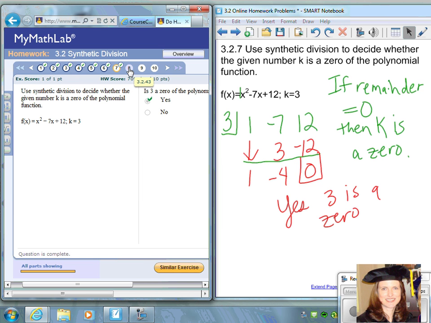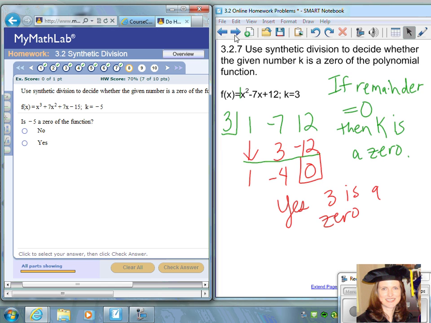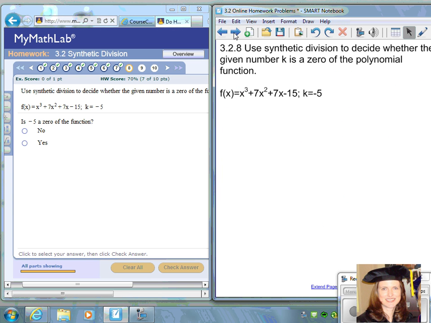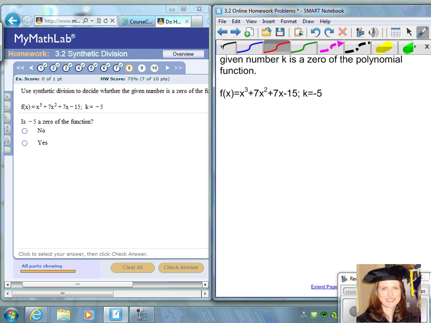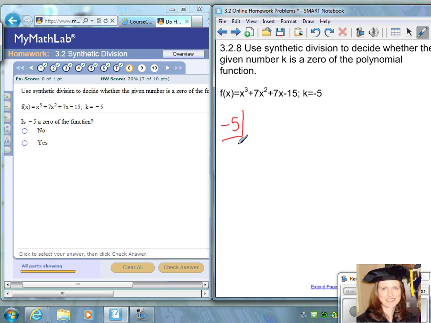Okay, let's look at number 8. Again, use synthetic division to decide whether the given number k is a zero of the polynomial function. Since we want to know if -5 is a zero, we're going to put -5 in the box for the setup for synthetic division. We're going to use the coefficients, making sure there are no missing exponents. So it's going to be 1, 7, 7, -15.